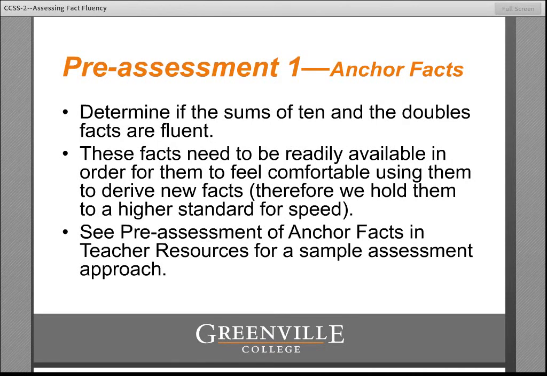If they know their anchor facts very well, then they will have the mental attention available for us to work with them on beginning to derive new facts. We definitely need to know how they're doing with that. The actual pre-assessment 1 is in the teaching resources section of this lesson, and I encourage you to take a look at that. If you want to pause the presentation now and look at it, you can, or you can look at it later.